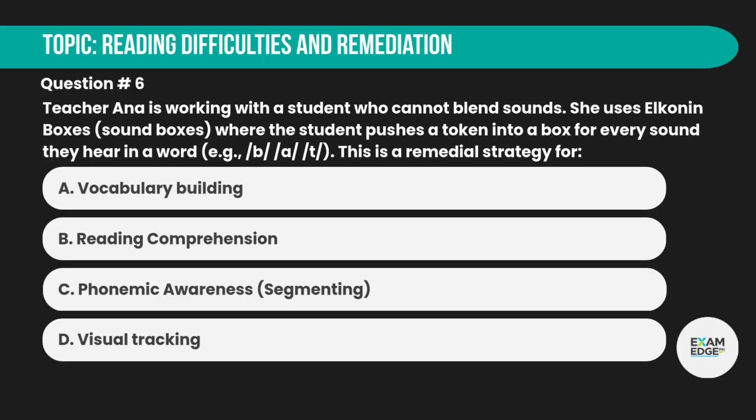Question number 6. Teacher Anna is working with a student who cannot blend sounds. She uses Elkonin boxes, sound boxes, where the student pushes a token into a box for every sound they hear in a word, e.g., B, A, T. This is a remedial strategy for A. Vocabulary building, B. Reading comprehension, C. Phonemic awareness, segmenting, D. Visual tracking.